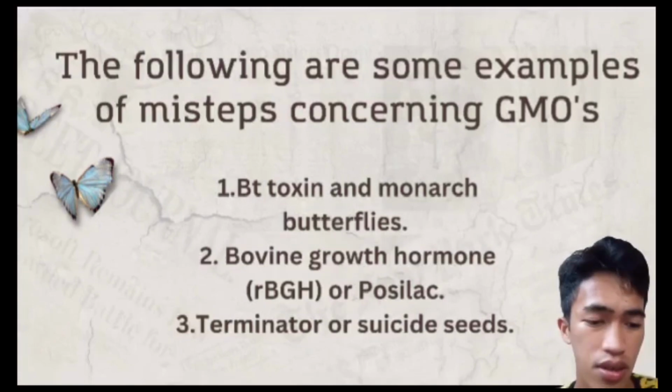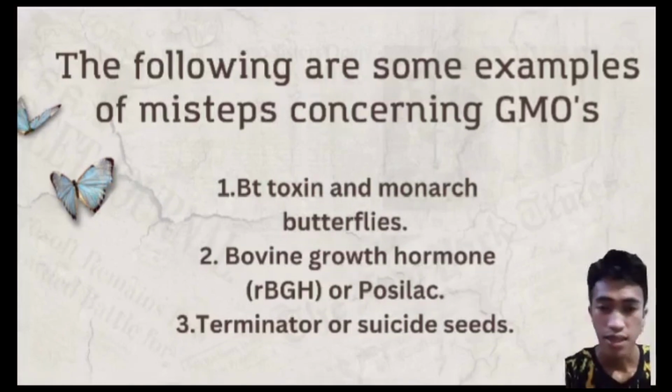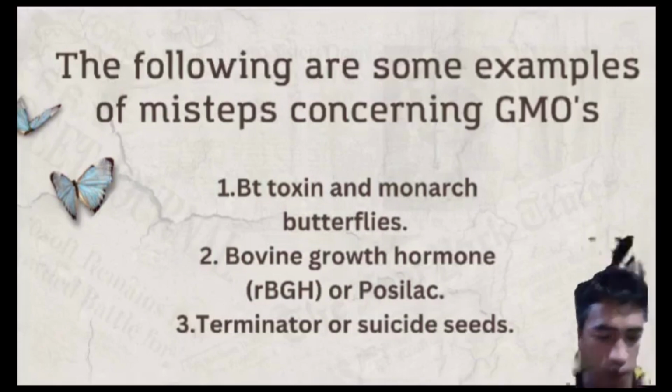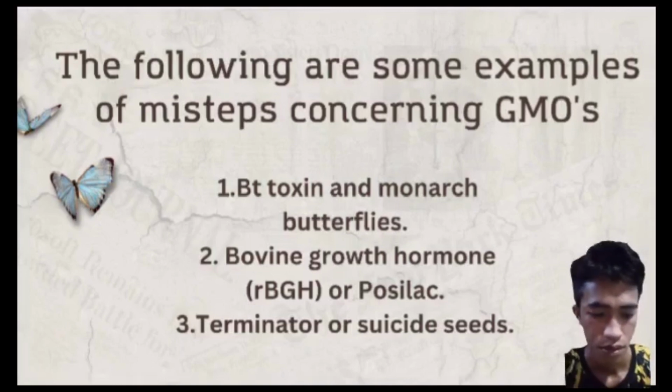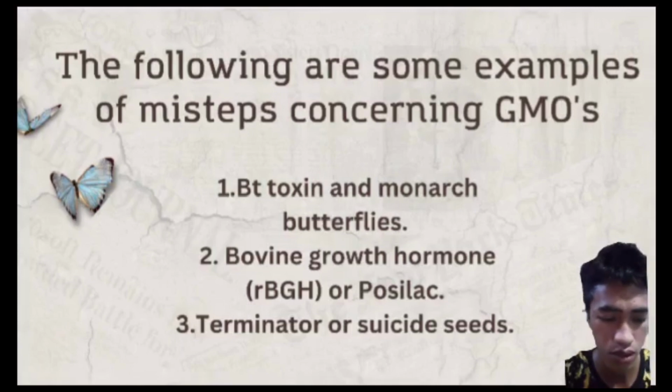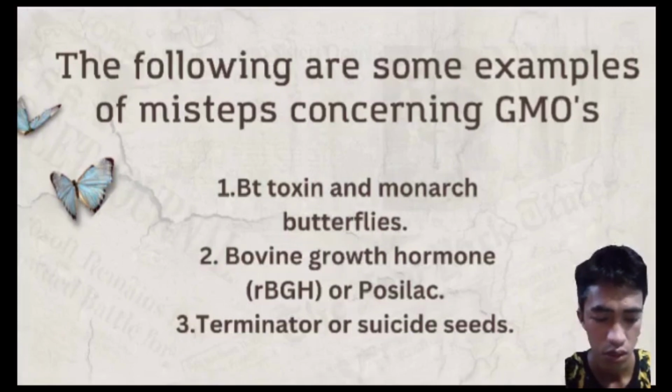POSELAC is a recombinant pharmaceutical used to increase milk production in lactating dairy cows. Second is bovine growth hormones or POSELAC. Human abnormalities have been attributed to drinking milk from cows injected with rBGH. The milk contains high levels of a protein fraction called insulin-like growth factor, which has been linked to the formation of breast, prostate, and colon cancer.